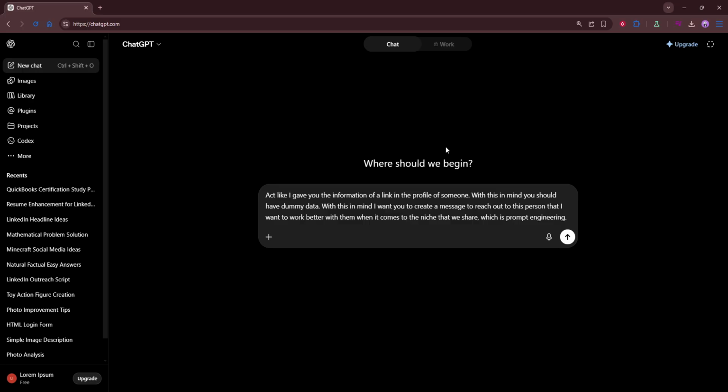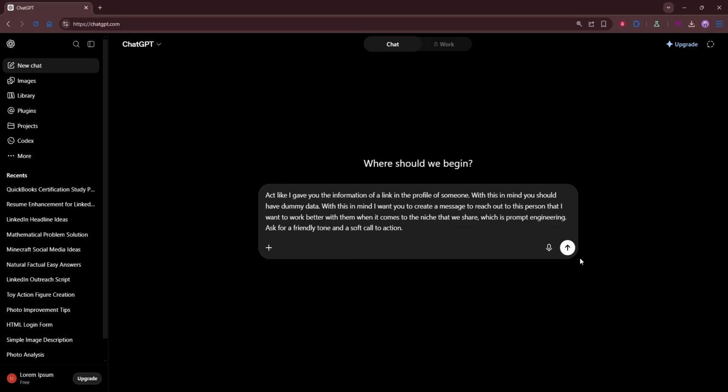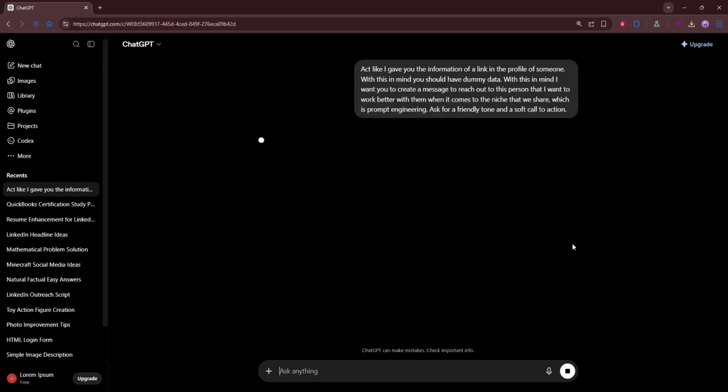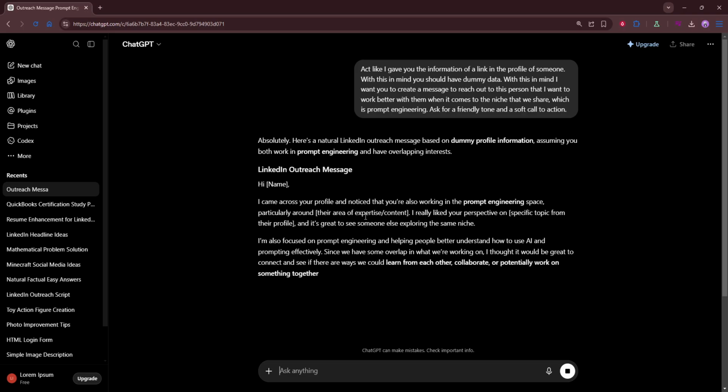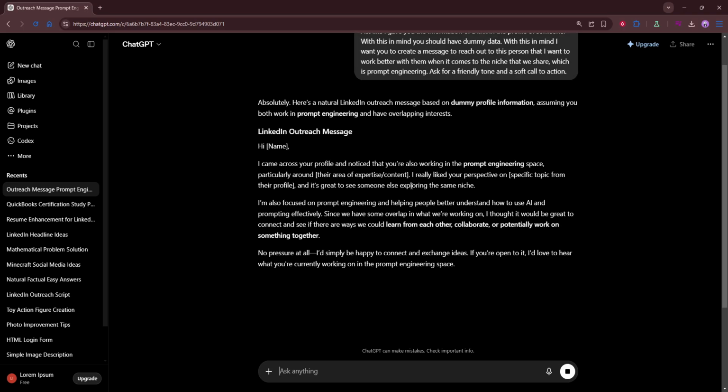Once ChatGPT gives you a draft, edit it so it sounds natural. This part is important. Read it out loud and remove anything that feels too formal, too generic, or not like something a real person would say. The AI gives you a starting point, but your final touch is what makes it believable.